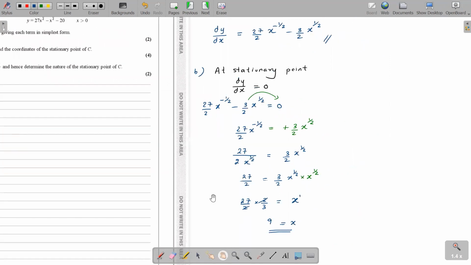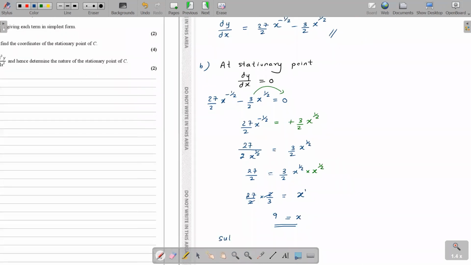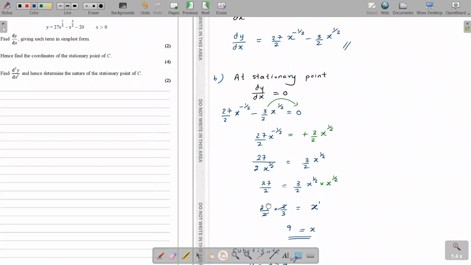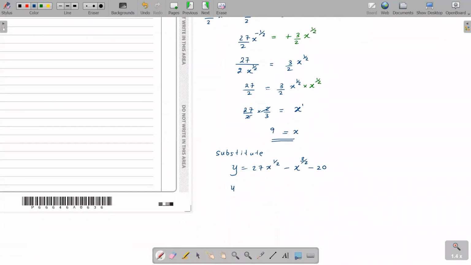How do we find y? Input the x value into the y equation. So substitute the value into the equation, y equals 27x to the power half minus x to the power 3 over 2 minus 20. So let's input the value. y equals 27 times 9 to the power half minus 9 to the power 3 over 2 minus 20. How much is y? You can type this in your calculator and get the answer. This is 34.